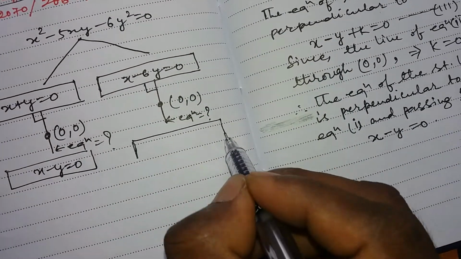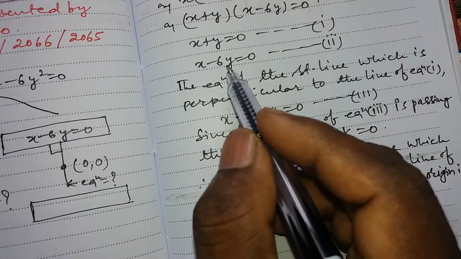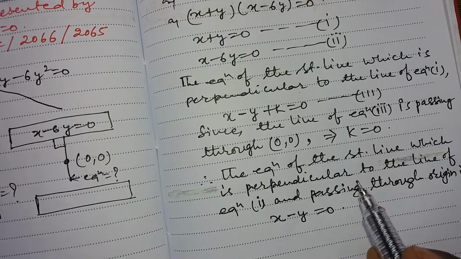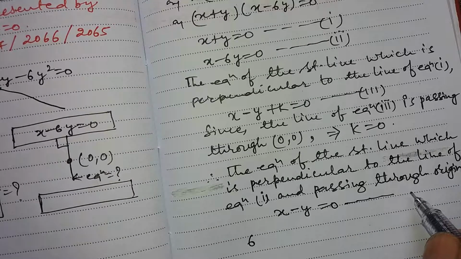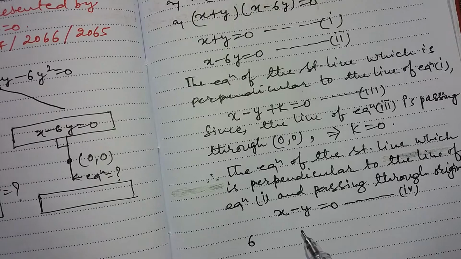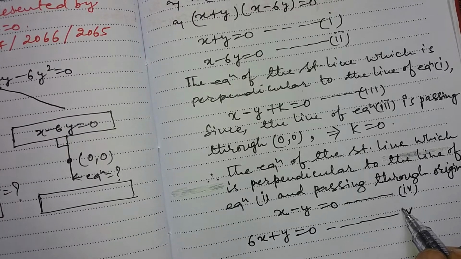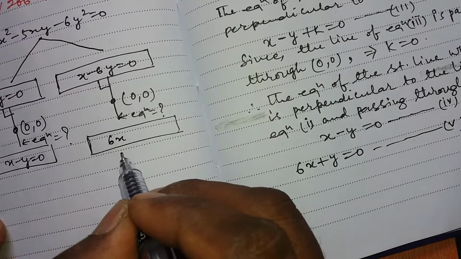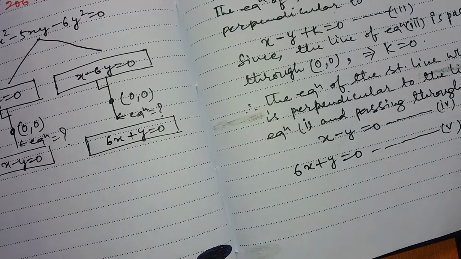Similarly, we have to find this equation. We'll get it by the same process. When we use equation second and the same process repeats, we get 6x, this is equation fourth, and we get 6x plus y equals to 0. This is equation 5. We write here 6x plus y equals to 0.